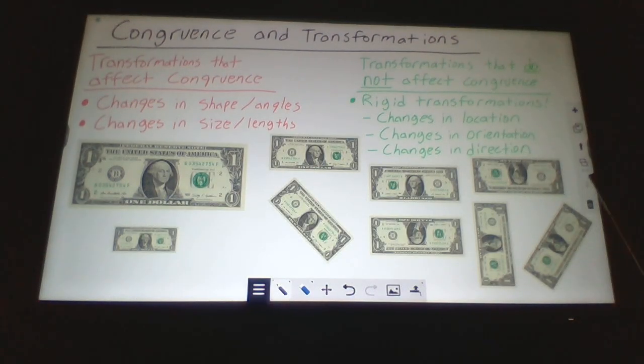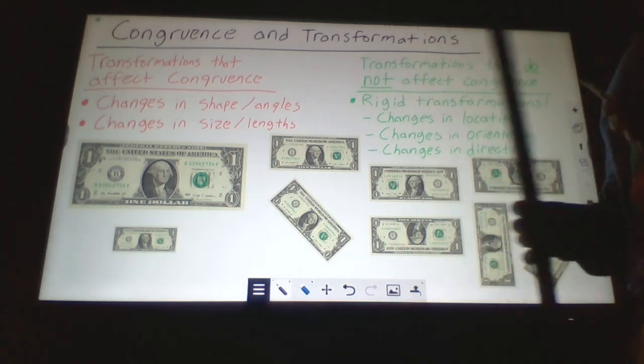So, what does congruence have to do with transformations? Specifically, the rigid transformations that we've been working on so far in 8th grade? Well, quite a lot actually, because as I mentioned on the first slide, rigid transformations do not affect congruence. And that is a core concept of rigid transformations. It's kind of the whole thing about them, is that when you perform a rigid transformation, you are not changing the congruence. Therefore, any copy of an image that is created using just rigid transformations is congruent to the original.